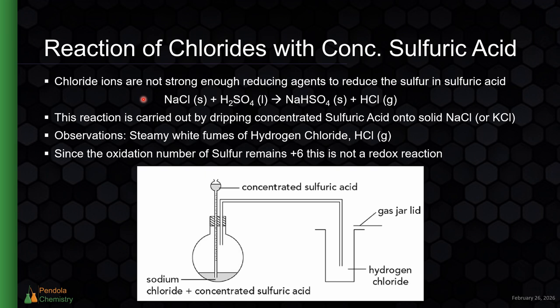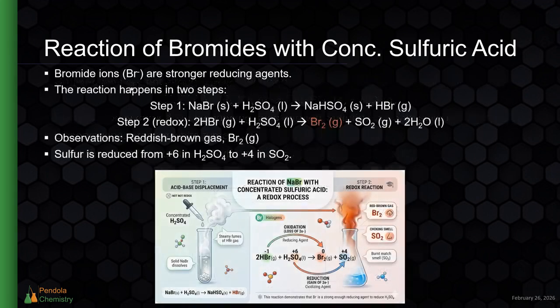But that's not the case with all halides. Let's look at the next one. Let's look at bromine, or bromide, should I say. Reactions of bromides with concentrated sulfuric acid. Bromide ions are stronger reducing agents than the chloride that we just saw. And because they're stronger reducing agents, they're able to not just undergo the first step, that acid-base reaction we discussed, but they are actually able to undergo a second step where the bromide ion acts like a reducing agent with sulfuric acid.